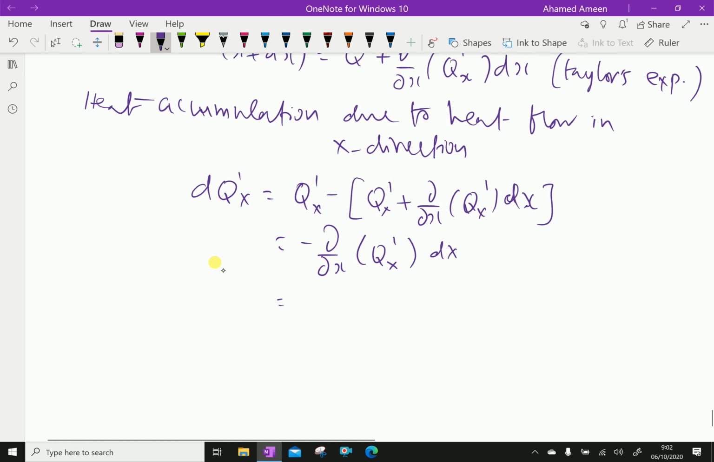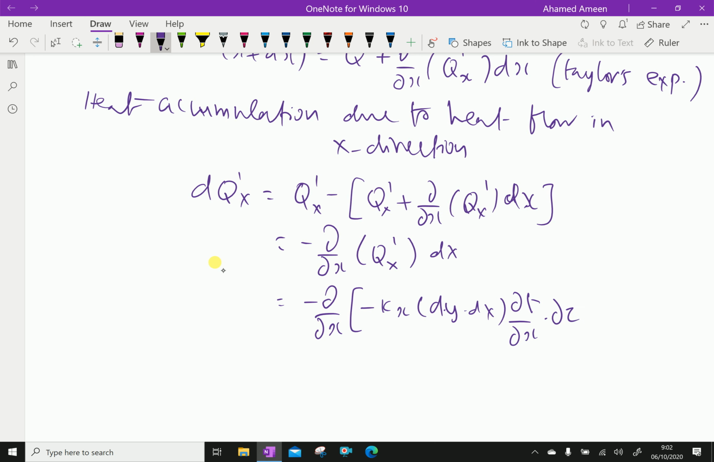Further, substituting for Q'x, that is minus kx dy dz ∂T/∂x dτ, we get the expression with dx, dy and dz.